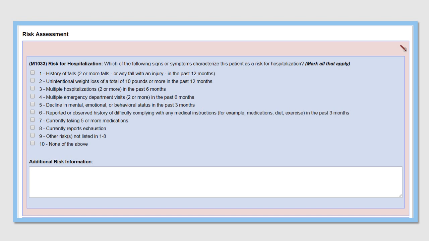In order to comply with regulatory requirements, the assessing clinician must code M1033 risk for hospitalization within the OASIS dataset. This M-Item is required to be coded at all OASIS time points except discharge. Note that the assessing clinician should mark all responses that contribute to the patient's risk for hospitalization at the time of assessment. Previously, this section was a blue section. WellSky has updated the M1033 section to be pink, meaning the data collected will now automatically populate to the physician orders for inclusion in the plan of care.